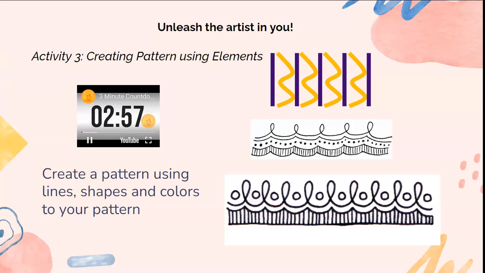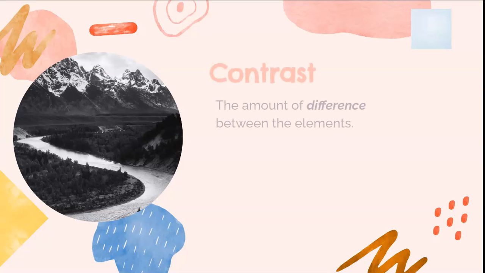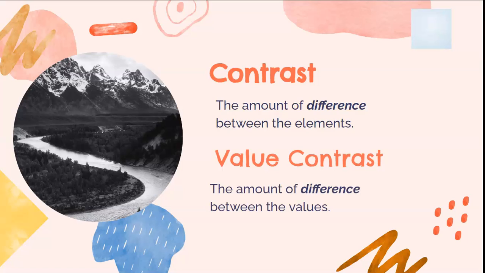Let's go with the next slide. The next principle of art is called contrast. Contrast is the amount of difference between the elements of art. Contrast is simply defined as difference. Different art elements like color, value, size, texture, and so on, so you can intensify the elements used.